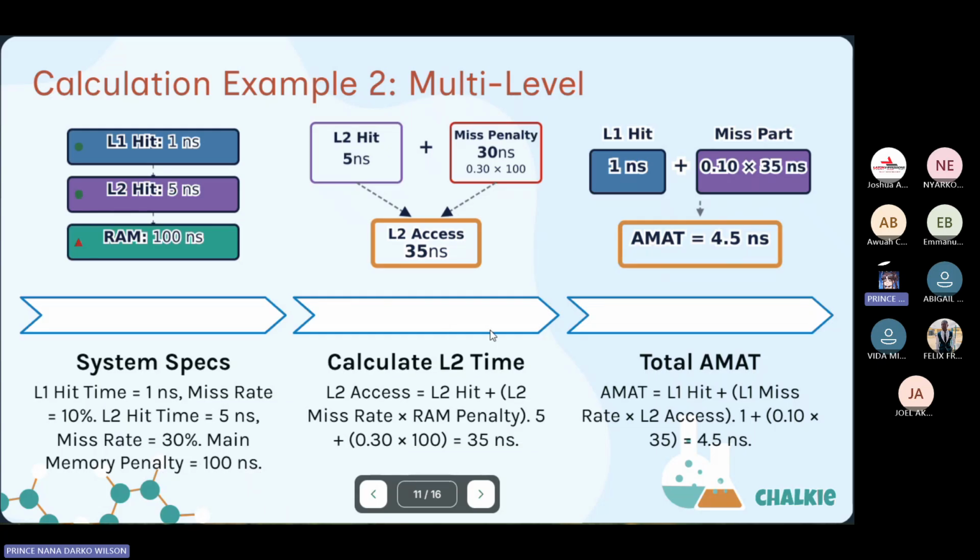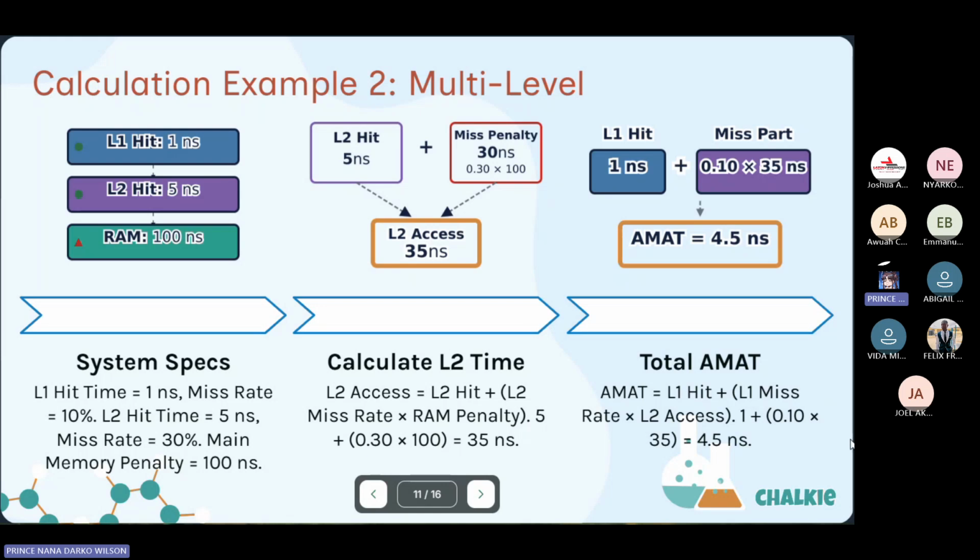So you calculate the level 2 access time. The level 2 access time is equal to the level 2 hit plus the level 2 miss times the penalty. We know that already, 35 nanoseconds. And then we do the same thing for level 1 as well: level 1 hit plus the level 1 miss rate times the level 2 access time. Remember that level 2 will reference the level below it, which is the RAM. However, level 1 will reference what is below it, which is level 2. Is that clear? So that will give us the result using what we've calculated in the level 2 time.